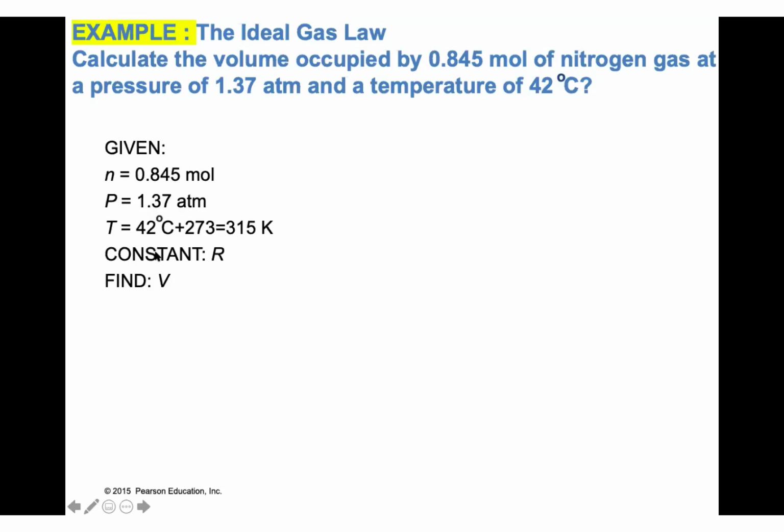So the only gas law equation that has only one of each variable is the ideal gas law. So I'm going to use the ideal gas law and substitute the numbers. P is 1.37 atmosphere.